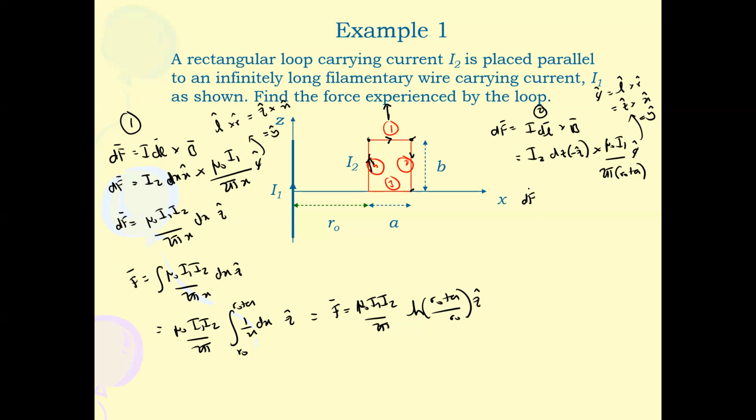And from here, we're going to have dF to be mu naught I1 I2 over 2 pi (R0 plus A) dz. And we have negative Z cross positive Y. We're going to have it as the positive X direction. In the end, we can proceed further with the integration to find the force on site 2.